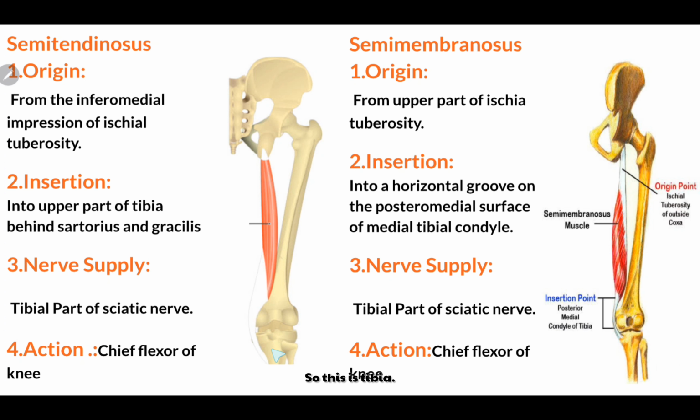So this is tibia, this is fibula. Here in the upper part of tibia, semitendinosus is inserted. Okay, now the nerve supply. We all know it is by the tibial nerve. So the tibial part of sciatic nerve provides the nerve supply to semitendinosus muscle.